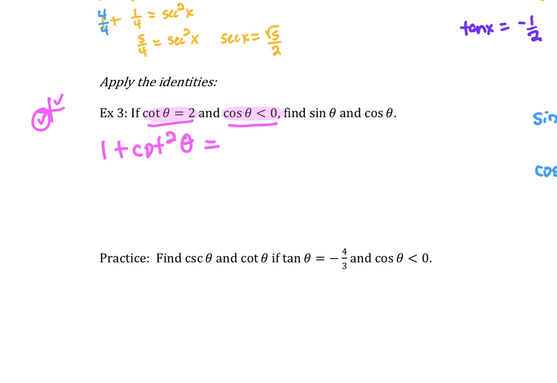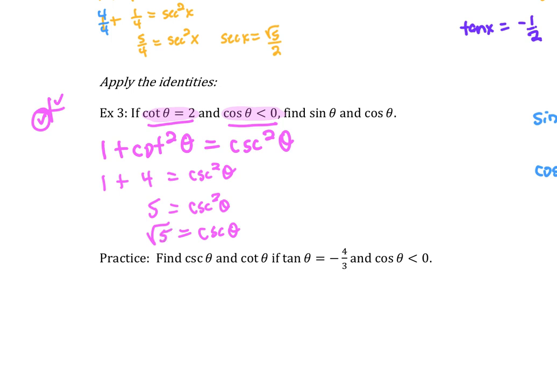Cotangent squared, so that'd be 9. Is it a 30? I mean, 2. Let's see. Okay, Alice, your identity says what? 1 plus cotangent squared x equals cosecant squared x. I'm using theta; if you want to use x, that's fine. So now this is saying 1 plus 2 squared, which gives us 4... is equal to cosecant squared theta. So if cosecant squared theta is 5, then our cosecant of theta is the square root of 5.